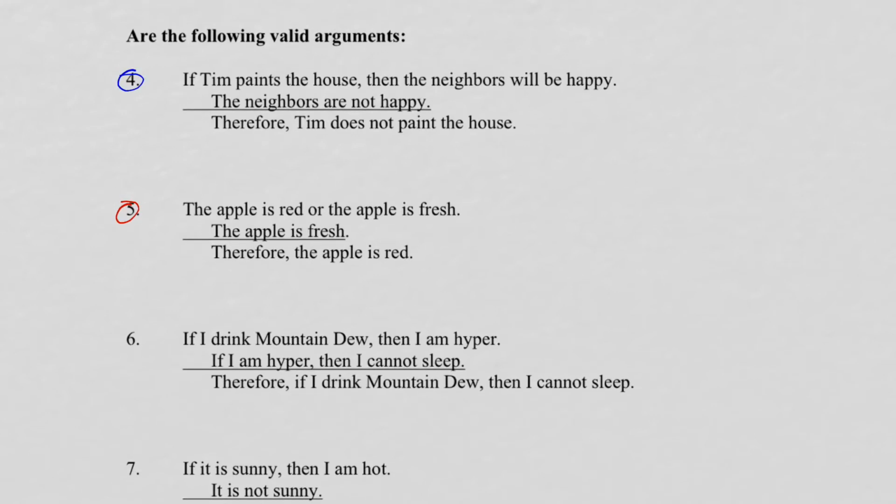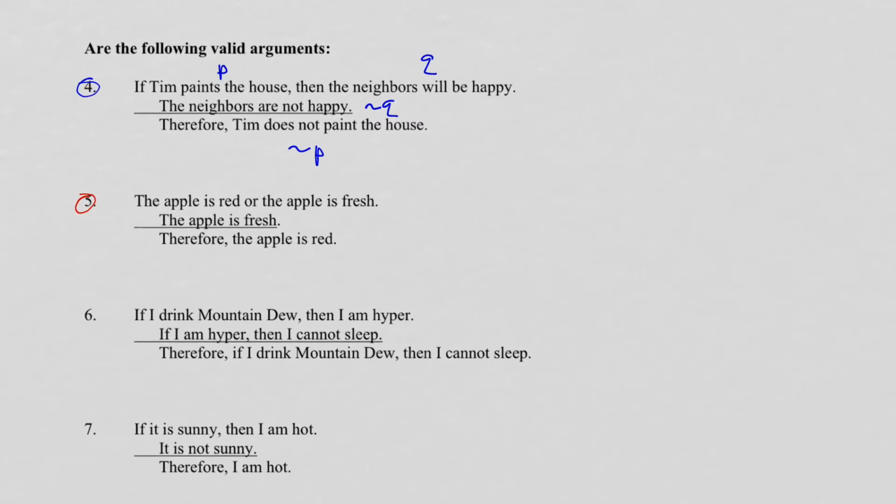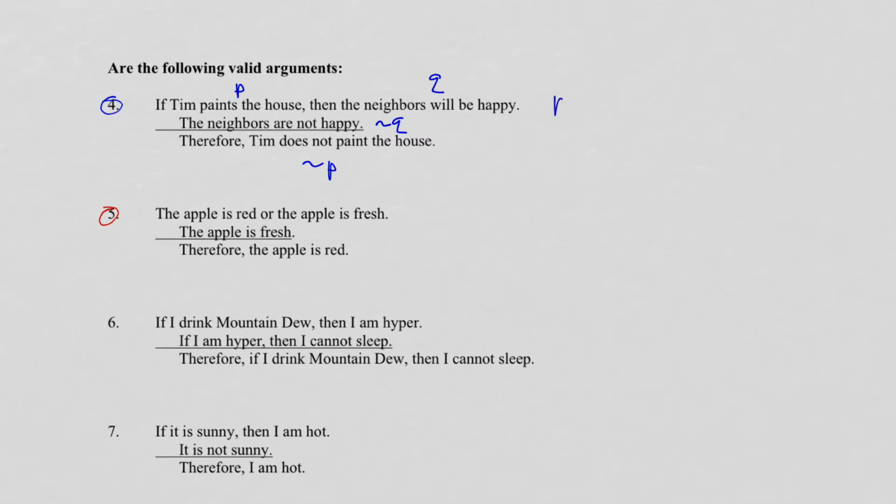Okay, so if Tim paints the house, that's our P. The neighbors will be happy, that's our Q. The neighbors are not happy, that's a negation of Q. Therefore, Tim does not paint the house, that's the negation of P. So in symbols, it looks like this. If P, then Q. Second premise is negation of Q. Therefore, negation of P.